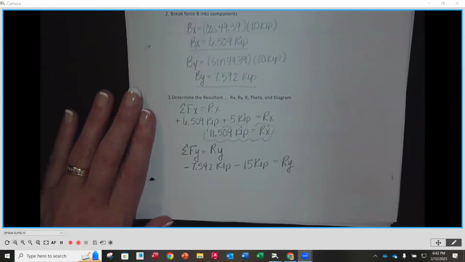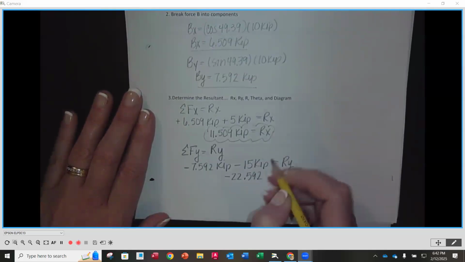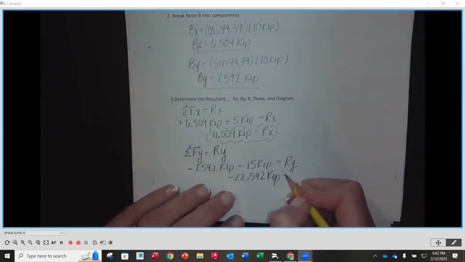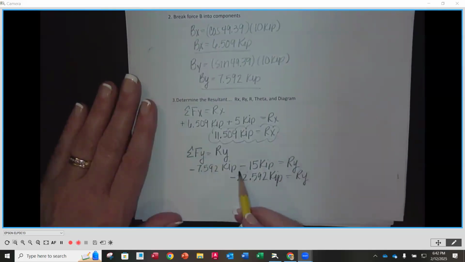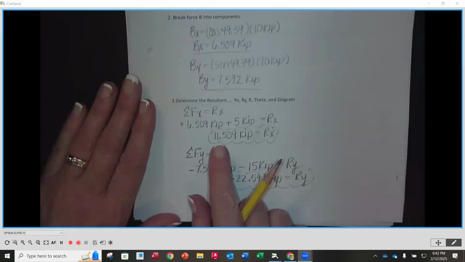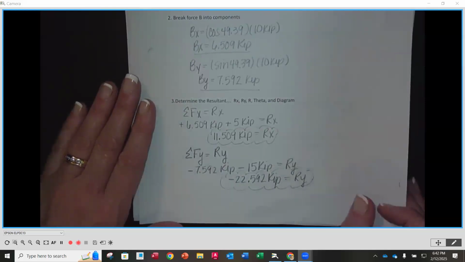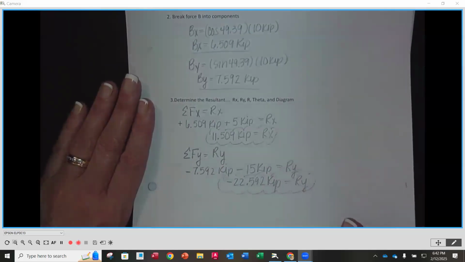So if we have 7.592 and 15, we're going to have a negative 22.592 kips equal to Ry. And the negative just means that it is pointing down. It gives us the direction. The positive here says that this one in the X direction is going to the right. All right. Any questions on those? Everybody get the same number I did? So pretty straightforward. Okay. So now we're ready to turn the page.